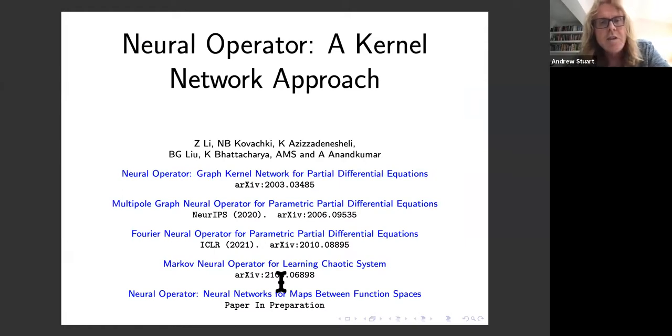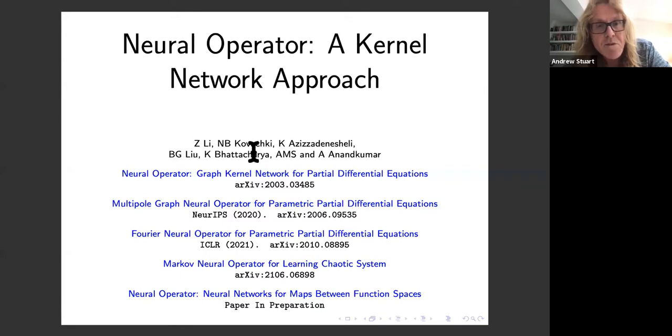This is joint work with a number of people. Let me just tell you who they are. Zhongyi Li is a PhD student in computer science at Caltech. Nick Kovachki is an applied mathematician, also a PhD student at Caltech. Kamyar is a professor at Purdue. Burigede is a postdoc in material science at Caltech. Kaushik also. And Anima is a professor in computer science.